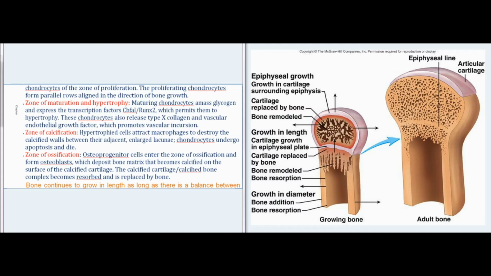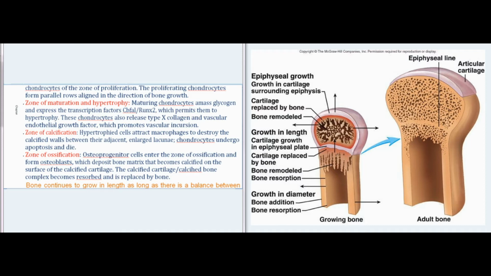Zone of maturation and hypertrophy, maturing chondrocytes amass glycogen and express the transcription factors SP7/RUNX2, which permits them to hypertrophy. These chondrocytes also release type X collagen and vascular endothelial growth factor, which promotes vascular incursion. Zone of calcification, hypertrophied cells attract macrophages to destroy the calcified walls between their adjacent, enlarged lacunae.